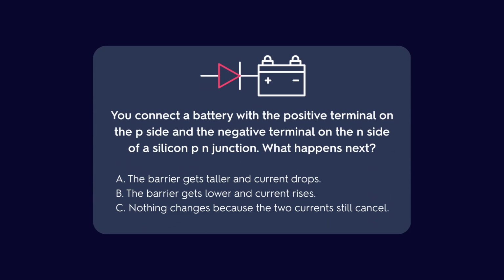Pop quiz. You connect a battery with a positive terminal on the P side and the negative terminal on the N side of a silicon PN junction. What happens next? A. The barrier gets taller and current drops. B. The barrier gets lower and current rises. C. Nothing changes because the two currents still cancel. Hold your answer.